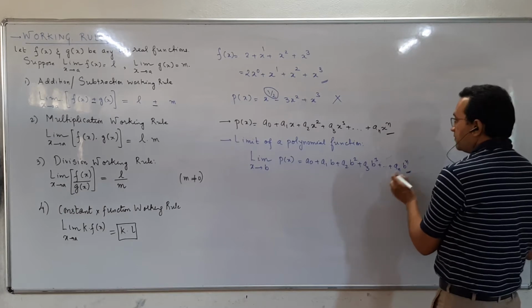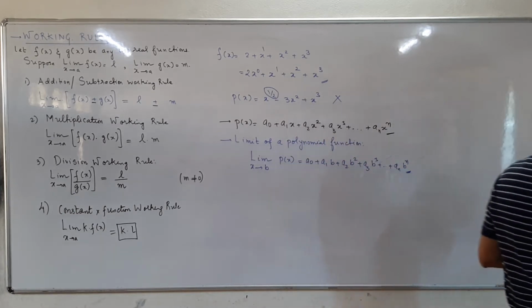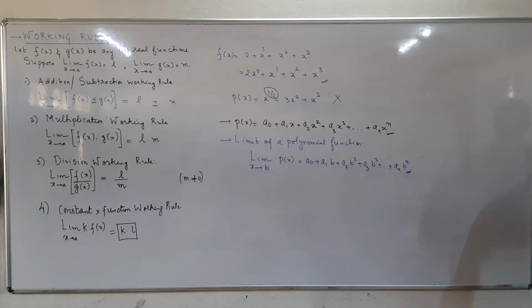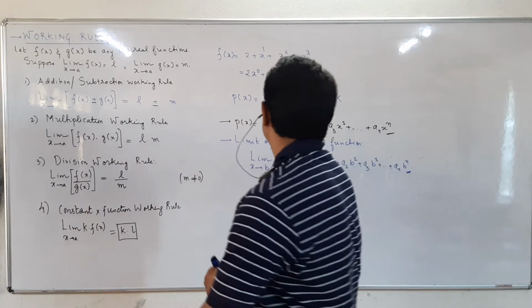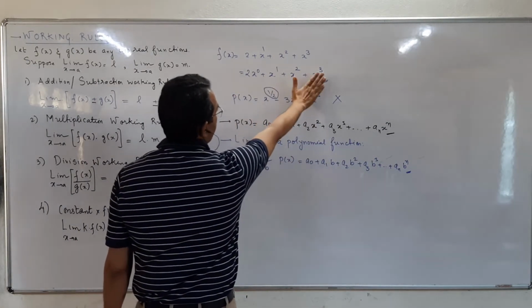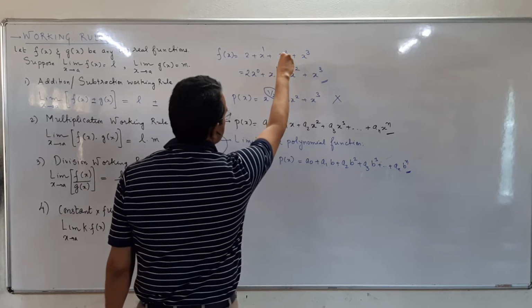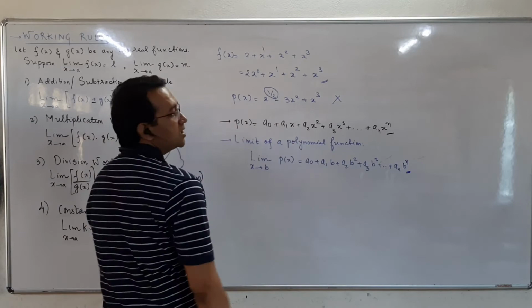Why we need to write a? Because a is already there in the function. So, the limit of a polynomial function as x tends to a is simply replacing x by a. If a is 2, then replace this x by 2. If a is 5, then replace this x by 5. If a is 1 by 2, replace this x by 1 by 2.